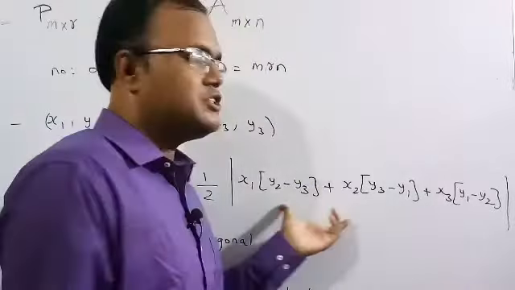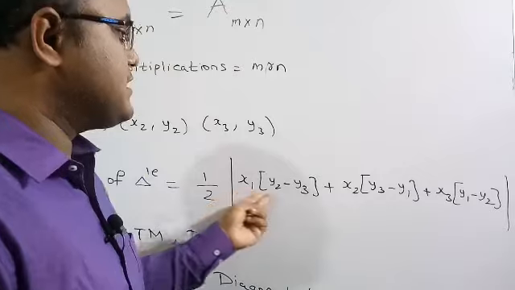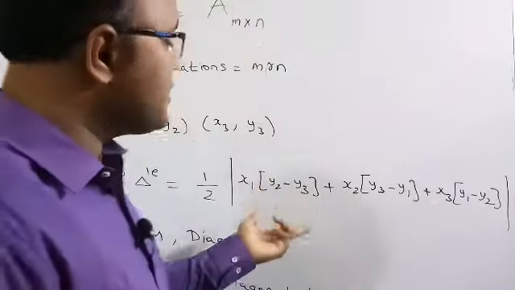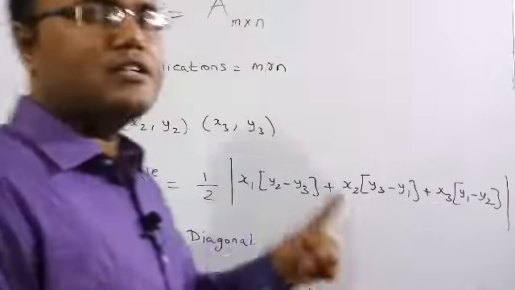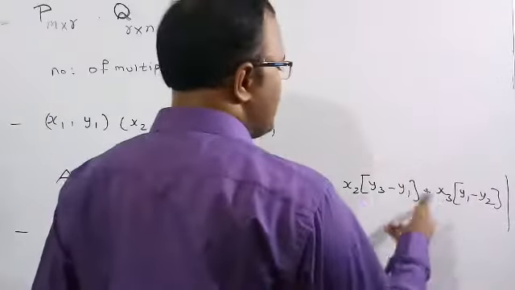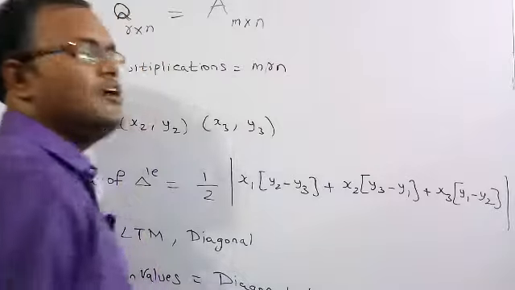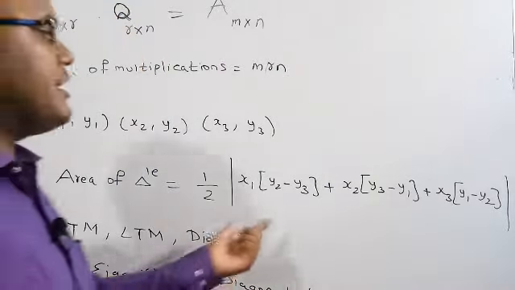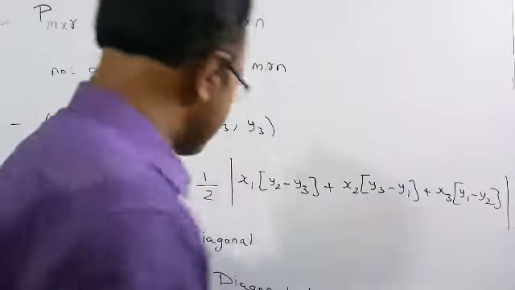An easy way to remember this formula is: first write x, and the bracket terms are always y terms. The pattern is 1 2 3, next 2 3 1, next 3 1 2. This is the fashion of writing this formula to remember.